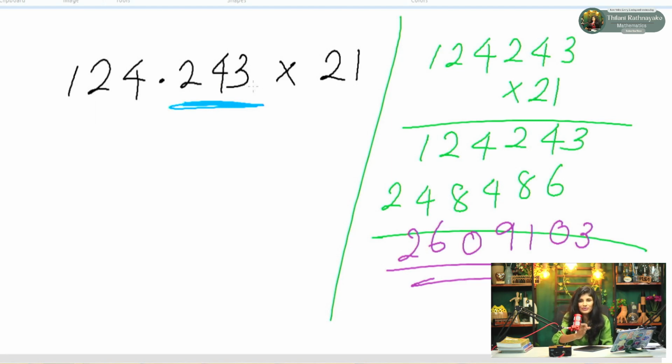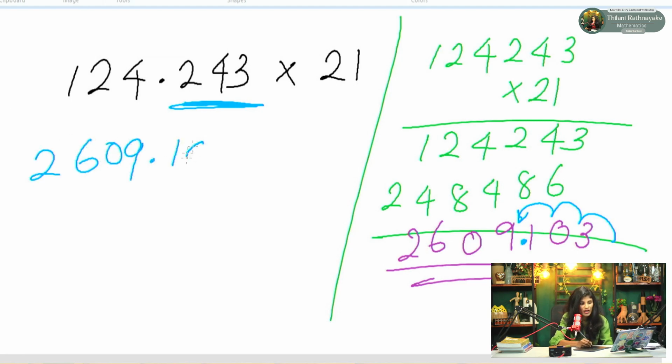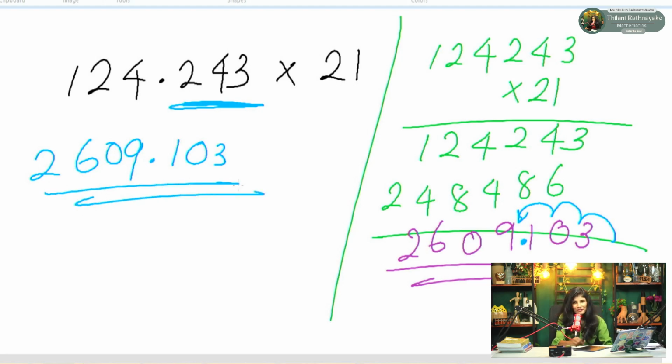So we have to take the decimal place 3 places forward. Okay, let's do that. 1, 2, 3. And here goes the decimal place. So the final answer is 2609.103. This is our final answer. Very easy, right? So now we are going to multiply a decimal number by another decimal number.